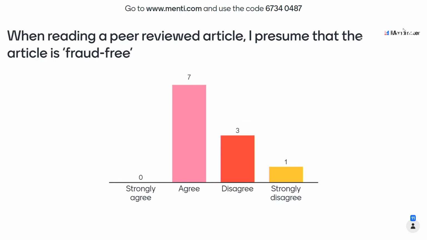Let's see. Yeah, so the first answers are coming up, but again, this is unfortunately a bit small. I can make it bigger. So, interestingly, so far many of you, when reading a peer-reviewed article, seem to assume that this article is fraud-free. So when an article has the label of being peer-reviewed, we assume that this should be of some high quality, at least fraud-free. Okay, interesting. Let's go to the next question.